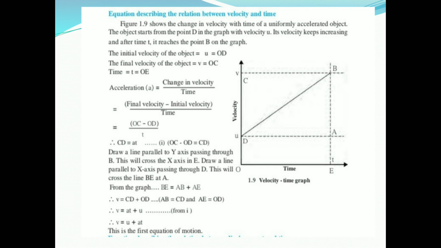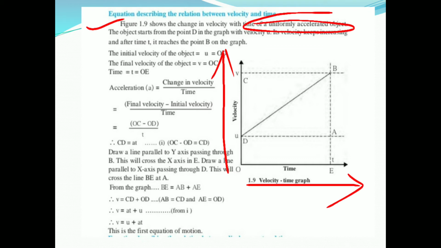Now, the equation describing the relation between velocity and time. Okay, see here. O to E shows time, while that part OC describes the change in the velocity. Suppose an object initially has the velocity u. Figure 1.9 shows the change in the velocity with time of a uniformly accelerated object. Now what do you mean by a uniformly accelerated object? That means there is a change in the velocity.